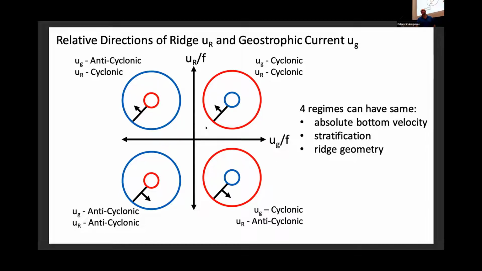Okay, these 4 different regimes can have the same absolute bottom velocity, the same stratification, and the same ridge geometry, which are the 3 terms that go into parameterizing lee wave mixing in ocean models when they do parameterize lee wave mixing.